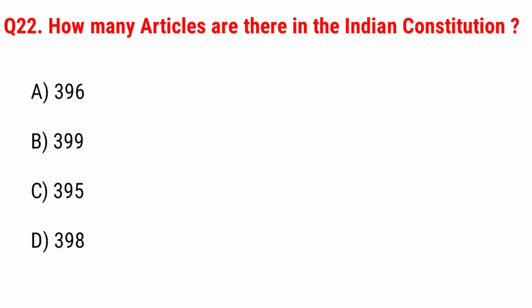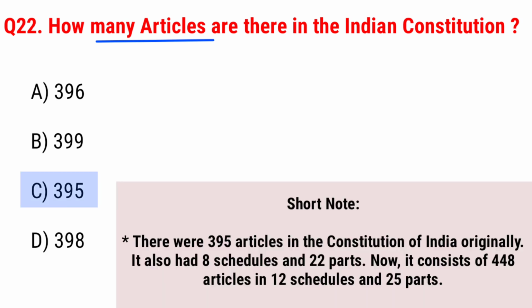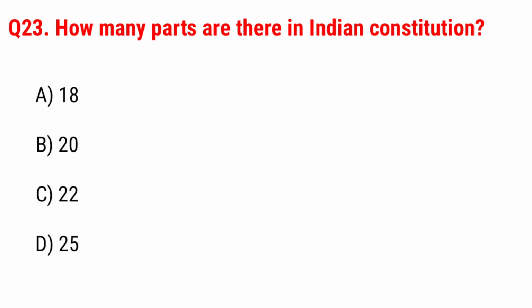Next question. How many articles are there in the Indian Constitution? Option A 396, B 399, C 395, D 398. Right answer will be the option C 395. Short note, there were 395 articles in the Constitution of India originally. It also had 8 schedules and 22 parts. Now it consists of 448 articles in 12 schedules and 25 parts.